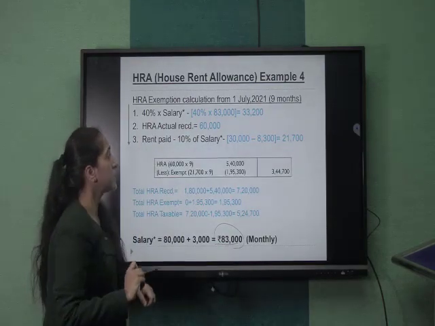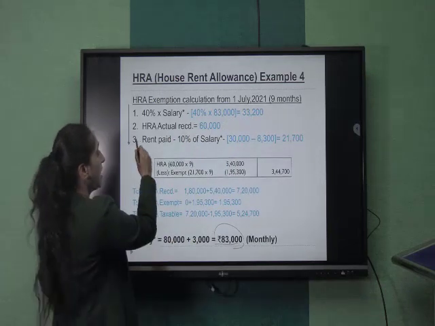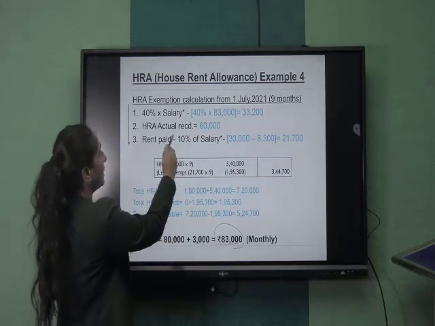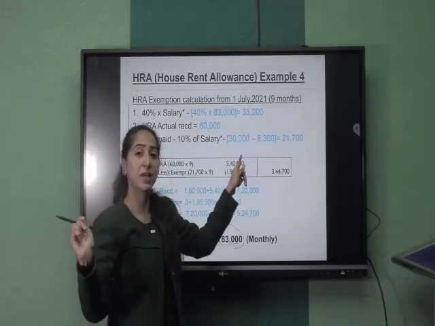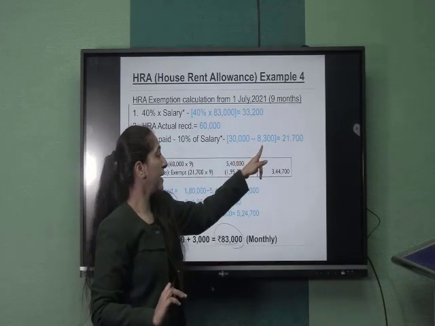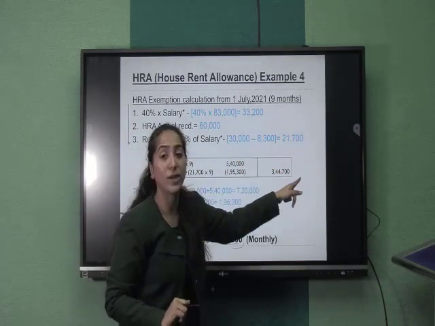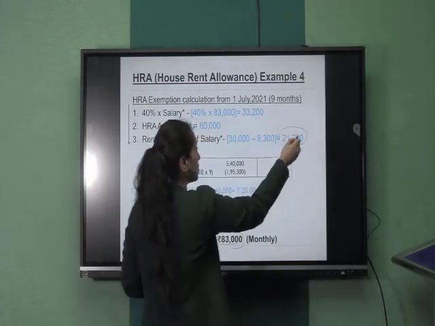40% of salary is 40% of 83,000, coming out to be 33,200. Actual HRA received is 60,000. Rent paid minus 10% of the salary: now we are given that he is paying rent at 30,000 per month. 10% of salary is 8,300, so this is 21,700. Now, which figure is going to be the minimum one? This one.